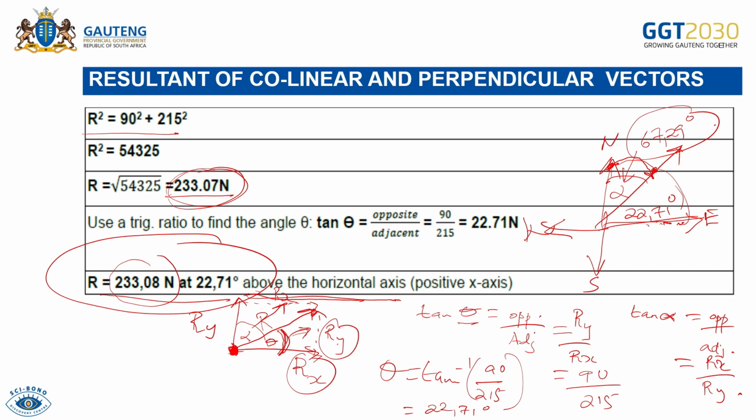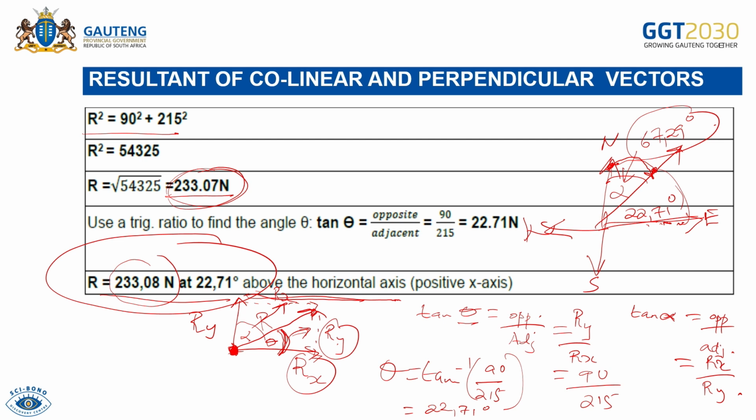Perpendicular means that those forces are acting at right angles to each other, right? Which means that the angle between the two vectors should be 90 degrees. In that case, to find the resultant of those two, you have to use the theorem of Pythagoras. And that theorem, learners, is only going to give you the magnitude. How do we find the direction?